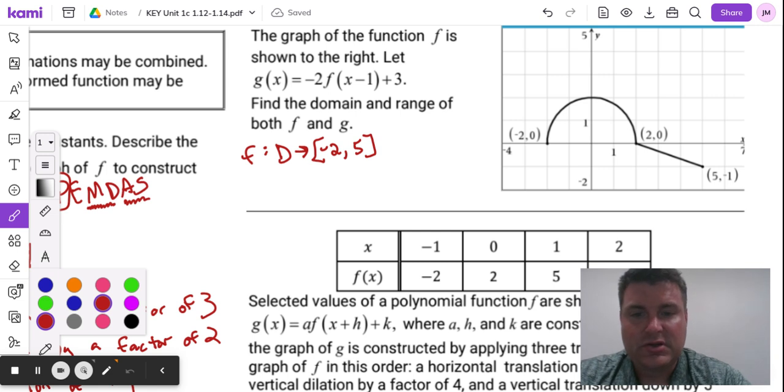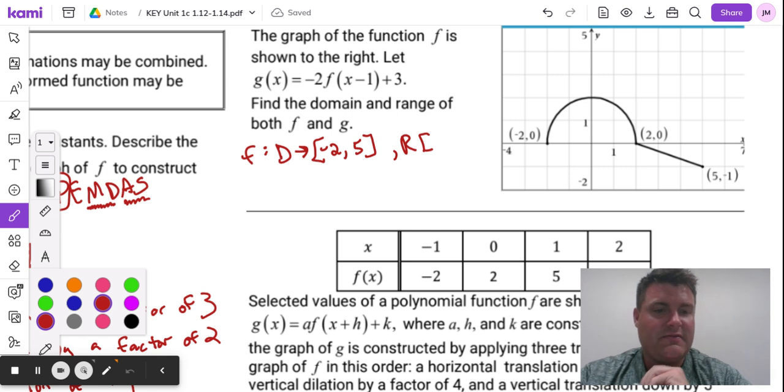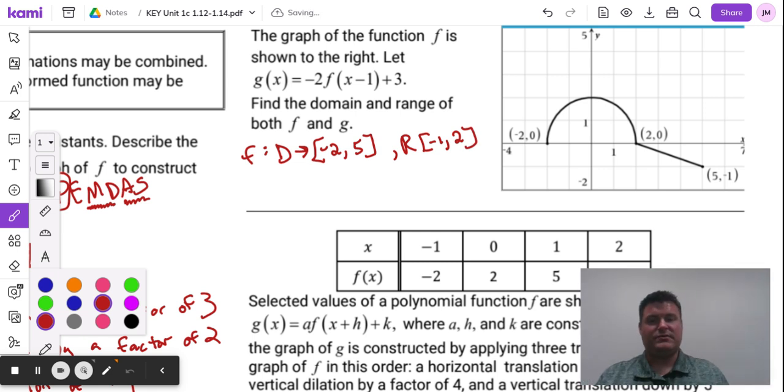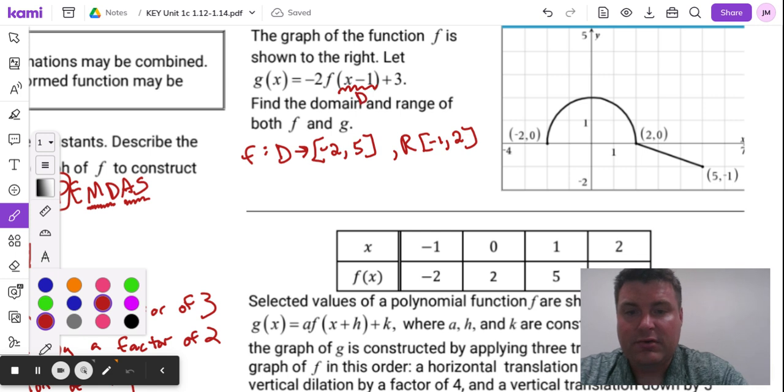The range of f is going to be from low to high, from -1 to 2. I just use interval notation because I think it's a little bit easier to do. For g, it's important to know what's going on. This is going to be domain only for the inputs, because everything on the outside is output, which is range. So what's going on for the domain?